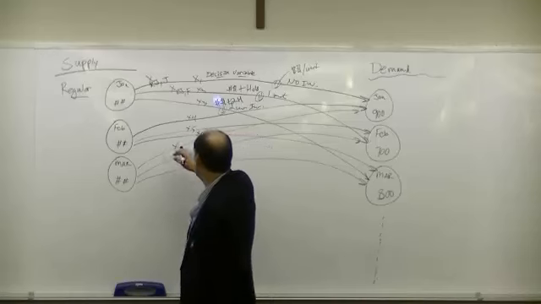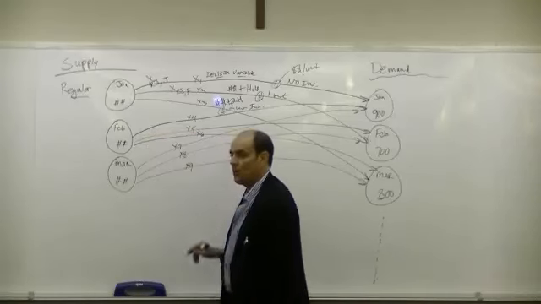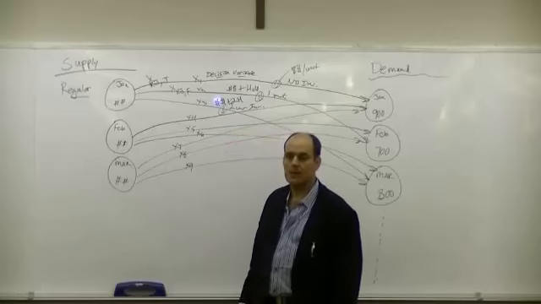Now this arc down here, this fourth arc, going from February to January, what is that? What is happening there?